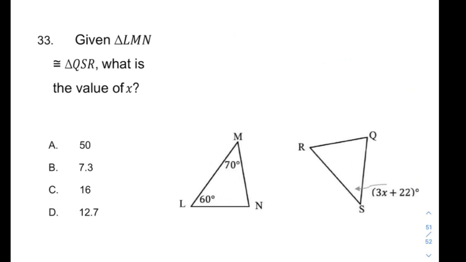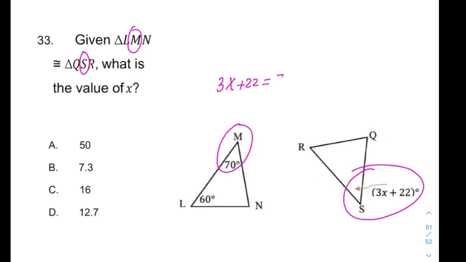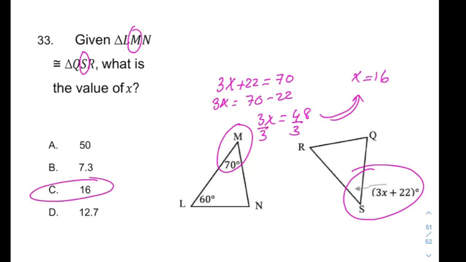Now, given LMN is congruent to QSR, what is the value of X? So from here, angle M is congruent to angle S in order. So M is congruent to S. So I will write the equation, 3x plus 22 is equal to 70. X is 16. Easy.